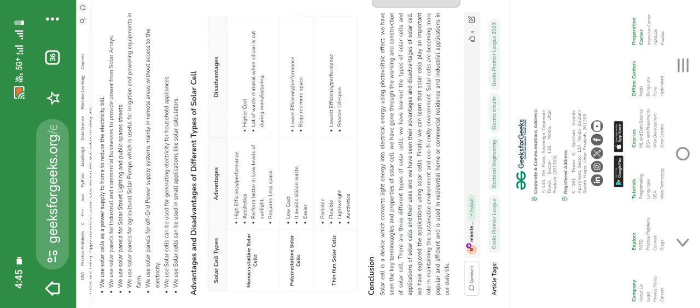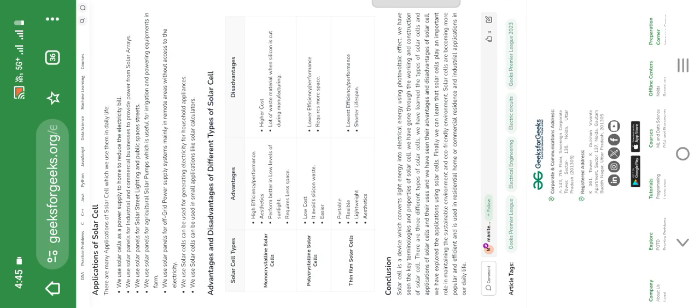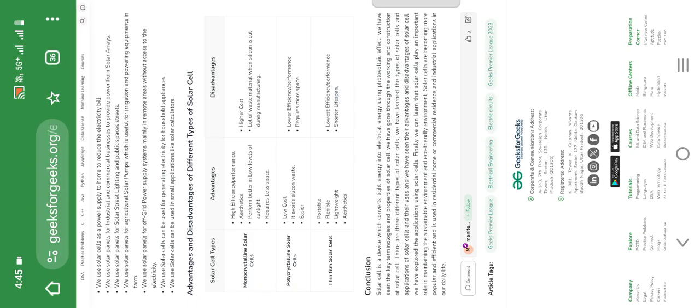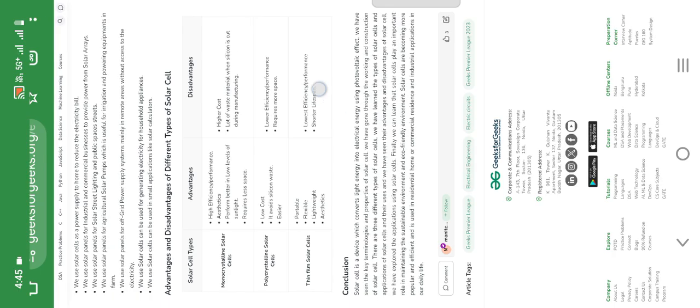Disadvantages: higher cost, and a lot of waste material when silicon is cut during manufacturing in monocrystalline solar cells. In polycrystalline cell, it has the disadvantages of lower efficiency and requires more space. In thin film solar cells, the disadvantages: lowest efficiency, shorter lifespan.